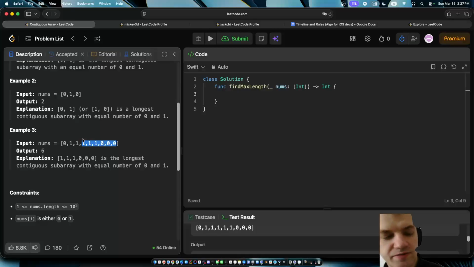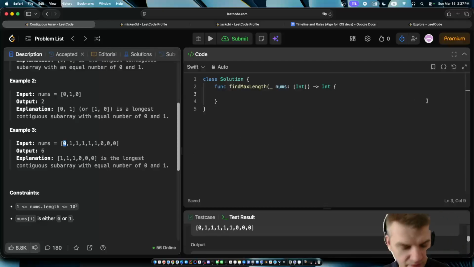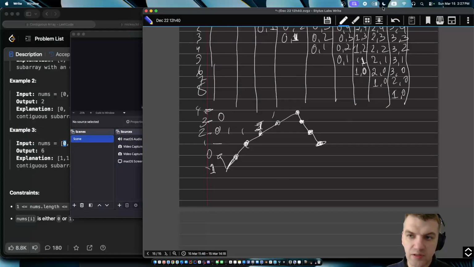So the idea is basically to keep a balance of ones and zeros. Whenever you see a 1, you increment the balance by 1, and whenever you see a 0, you decrement the balance by 1. So initially, when you start tracking, let's draw something.